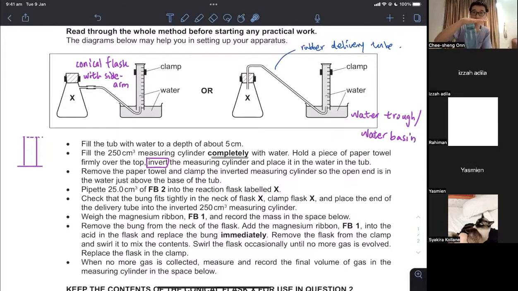Your goal is to lose nothing. You don't want there to be any gap at all. You want to have it completely filled so that you'll be able to start to read from 0 cm cube then. Okay, this was what I told you last time. So I hope you have done something about it.